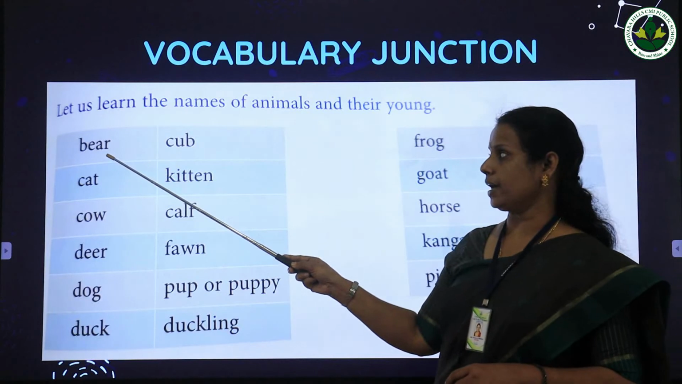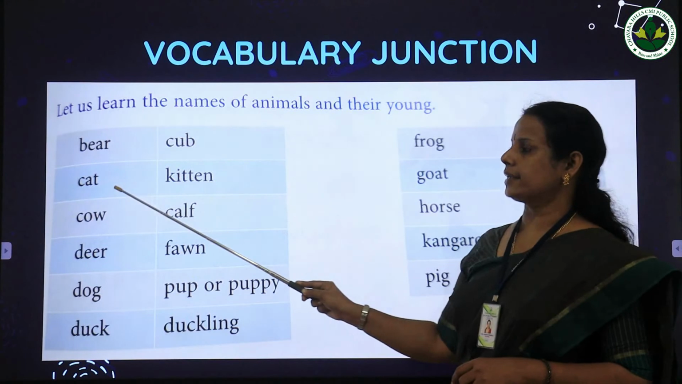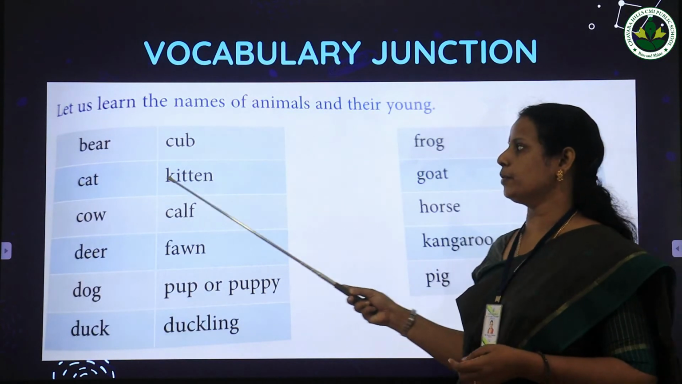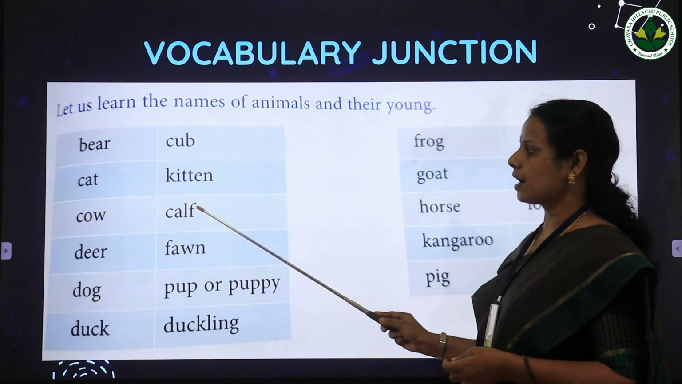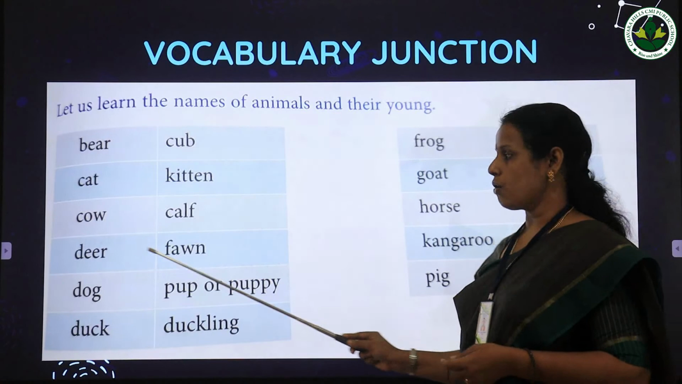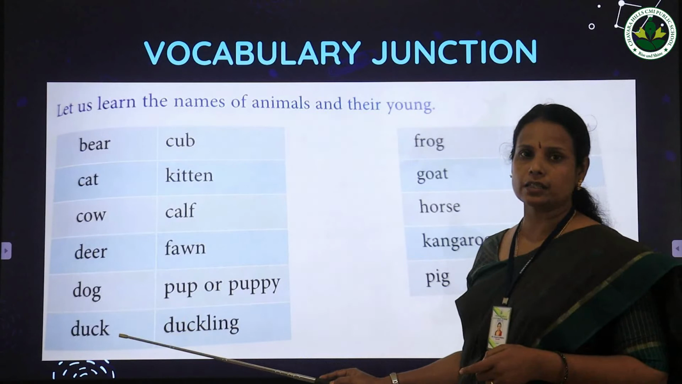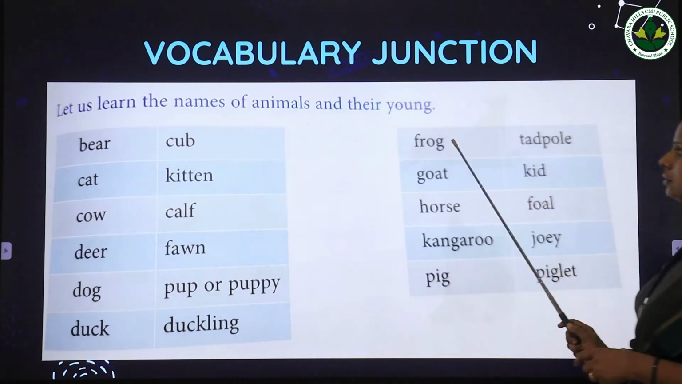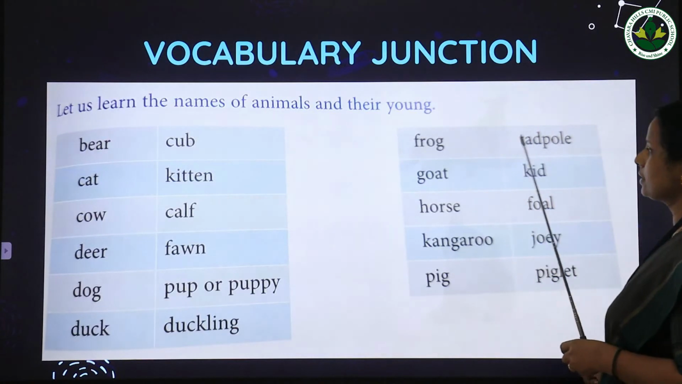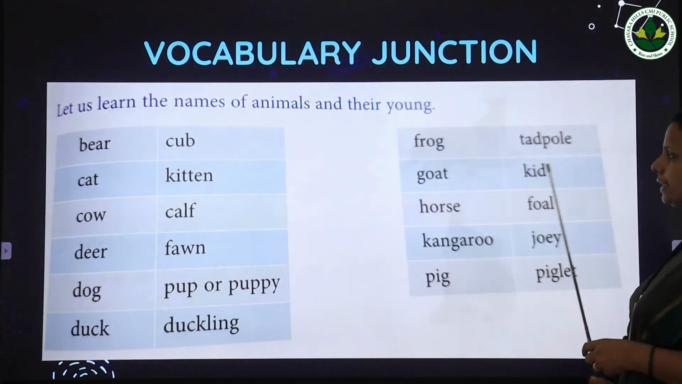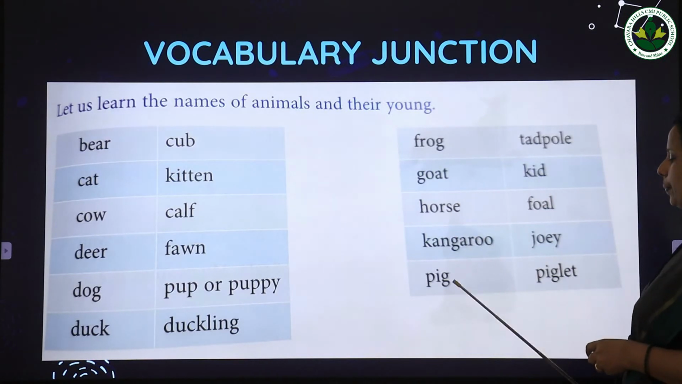First is bear. Bear, its young one is cub. And the cat, you are familiar, the baby of a cat is kitten. Then cow, baby of a cow is calf. And deer, fawn. Dog, pup or puppy. Then duck, duckling. Frog, tadpole. So what's the young of a frog? It's tadpole. Goat, kid. Horse, foal. Kangaroo, joey. Pig, piglet.